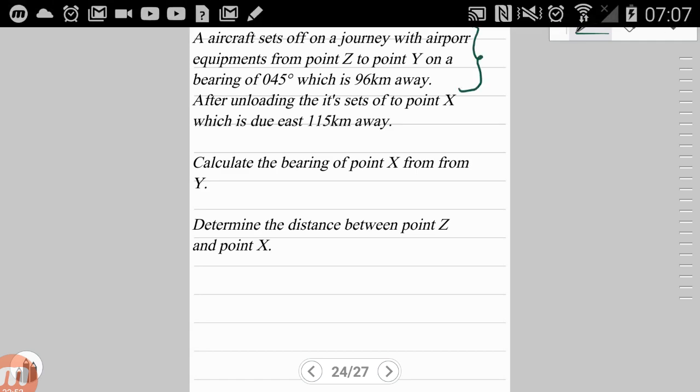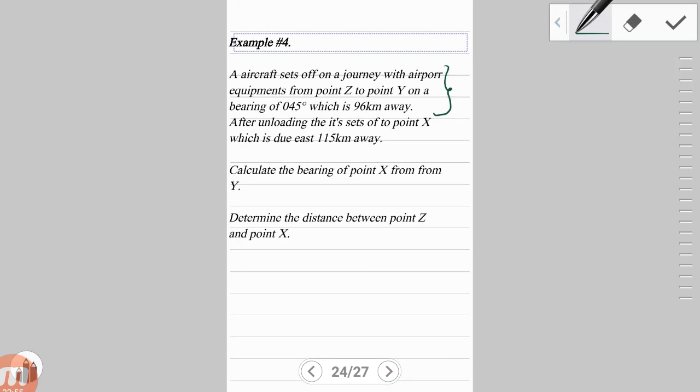All right, so we're going to attack this aspect of the problem early, and let's just set this up. I like the angle 45 degrees. It won't pose much of a problem when it comes to calculation later. Let's have a look here. It says that the aircraft sets off on a journey with airport equipment from Z, and it's heading towards Y.